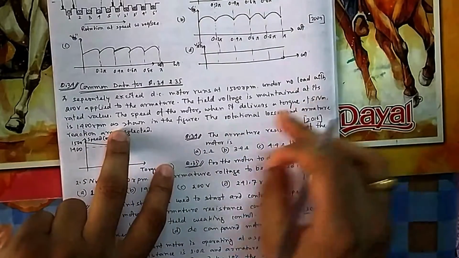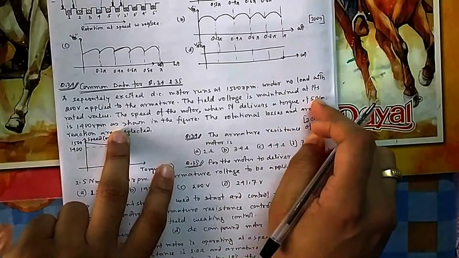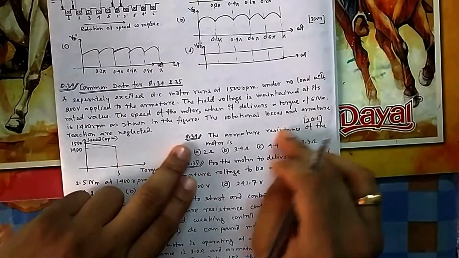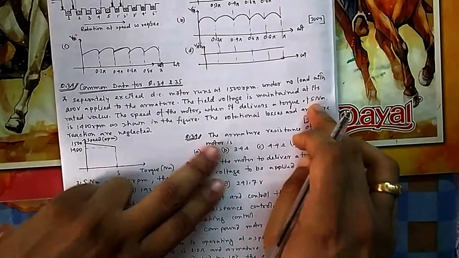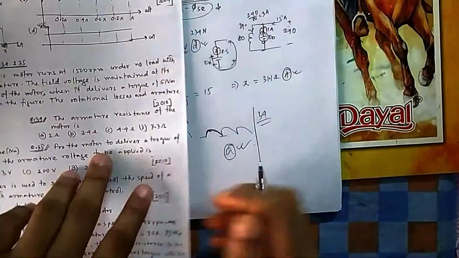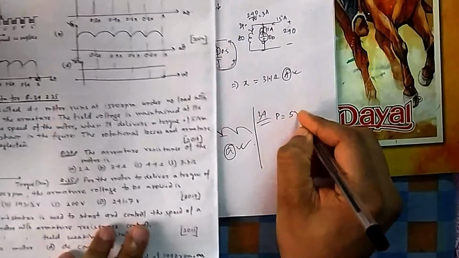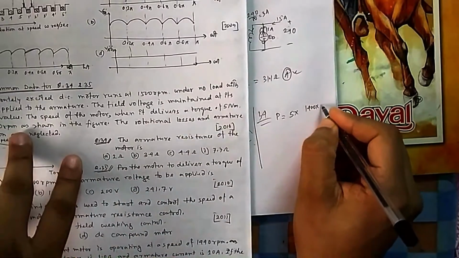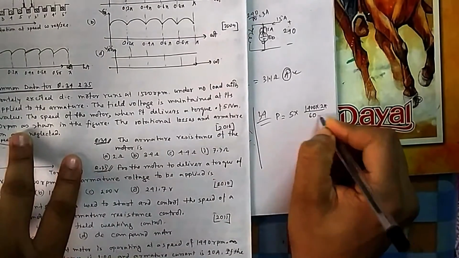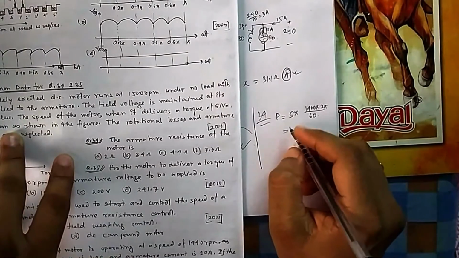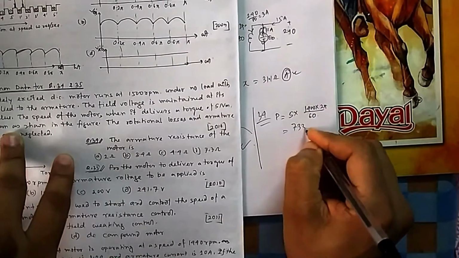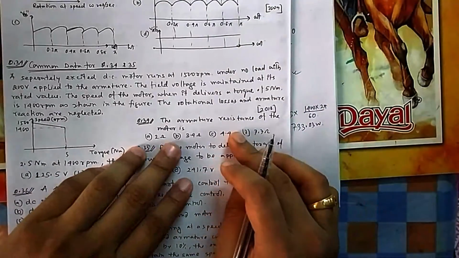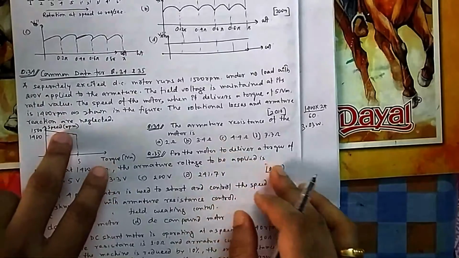Once speed and torque are both given, that means at a particular time your power is given to you. The rotational loss and armature reaction are neglected. Because torque and speed are given, you can calculate the power. So power at that time is 5 Newton meter into this speed, but this speed should be in radians per second, not RPM. If you do this, you will see your power is equal to 733.03 watt.